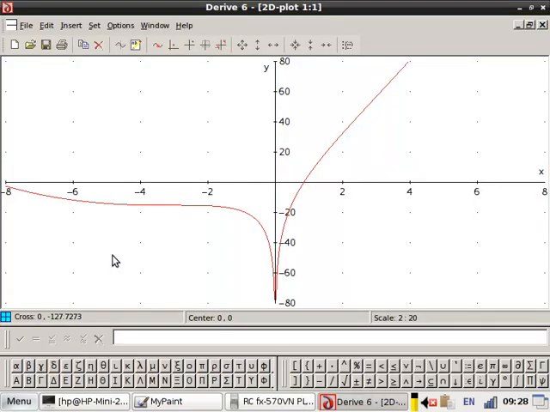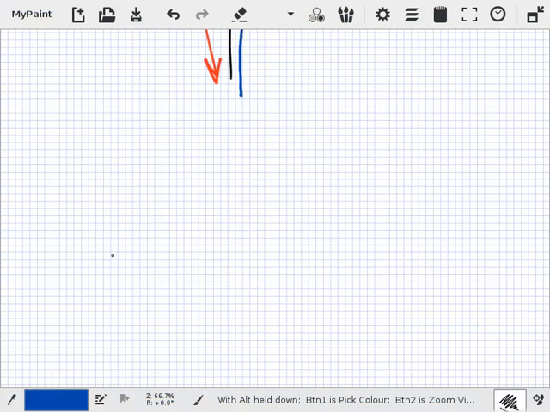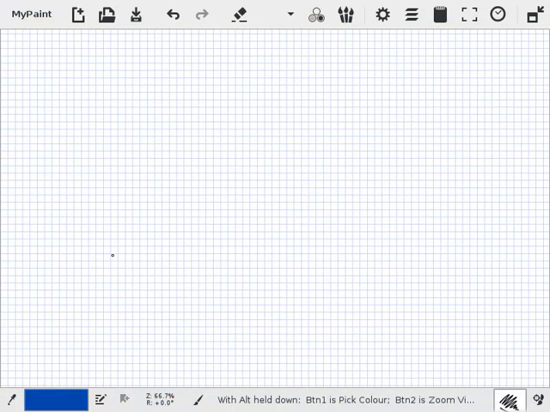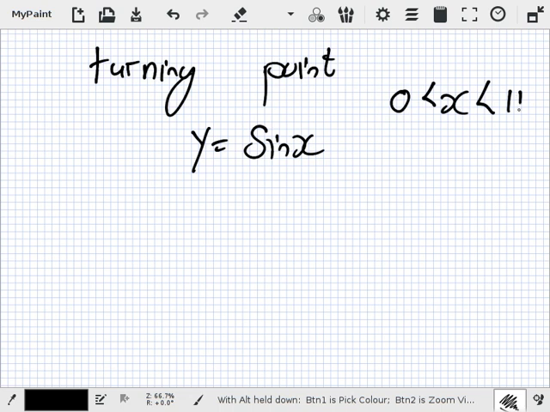Okay, I'll just give you one short one to try, and then we can have a look at more in the book here. Should I make it easy or hard? I'll give you an easy one. Maybe we'll do an easy and then a hard one. So I want the turning point for y equals sine x, and I just want you to keep the x between 0 and pi.